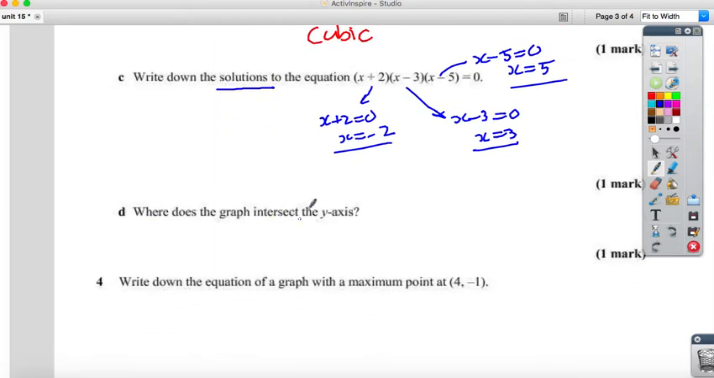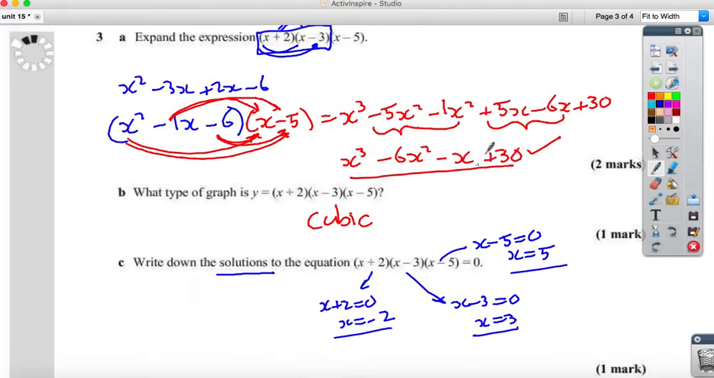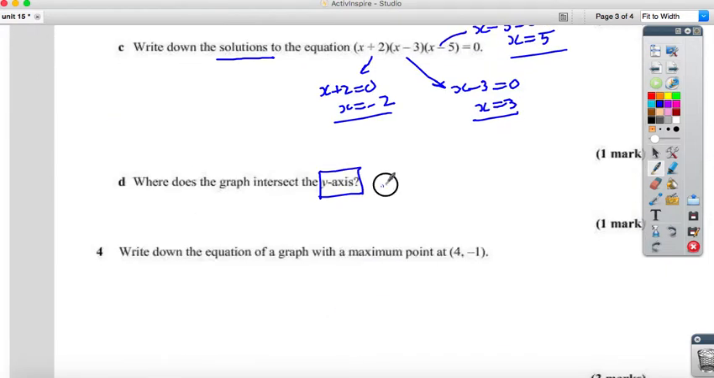Where does the graph intersect the y-axis? The y-axis is always the number at the end. So if we go back up, the number at the end was plus 30. So it crossed the y-axis at plus 30. Okay, that's that one done. Question 4.